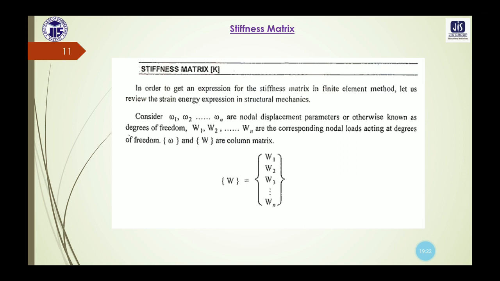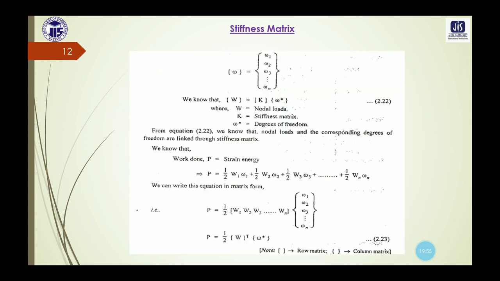So what is that? Let us consider omega 1, omega 2 up to omega n. These are nodal displacement parameters, known as the degrees of freedom. W1, W2, Wn are the corresponding nodal loads acting at the degrees of freedom. Now omega and W are column matrices. W can be represented as W1, W2, up to Wn, and omega can also be represented as omega 1, omega 2, omega 3 up to omega n.